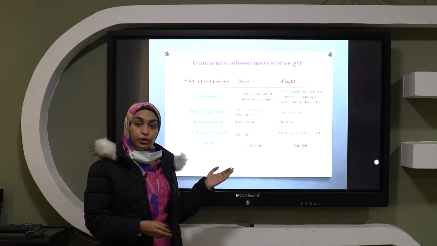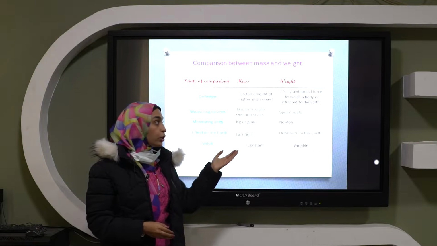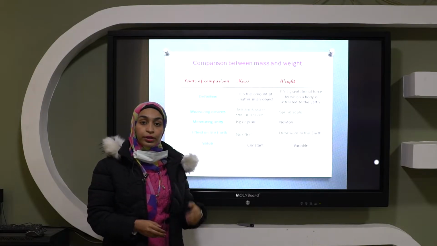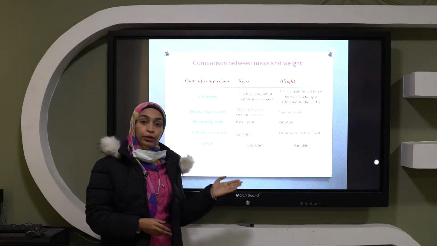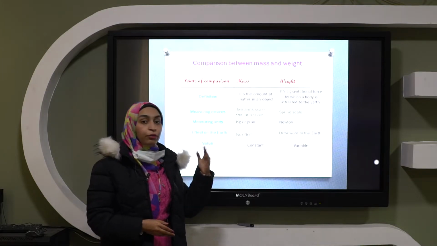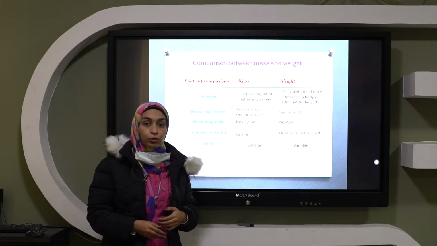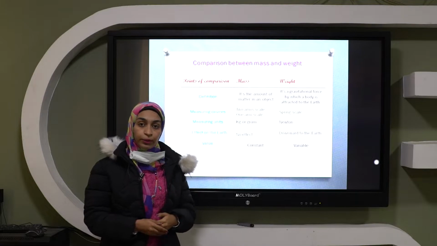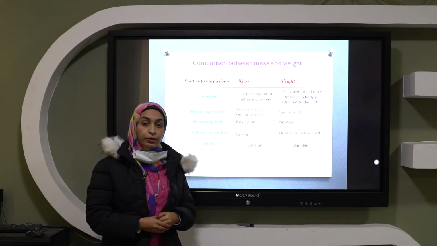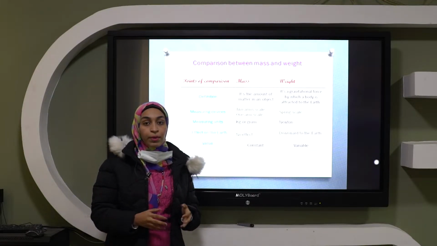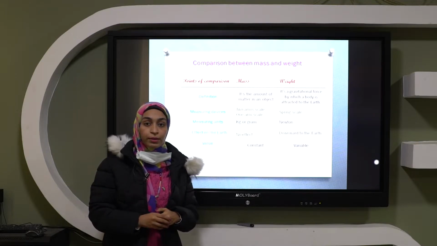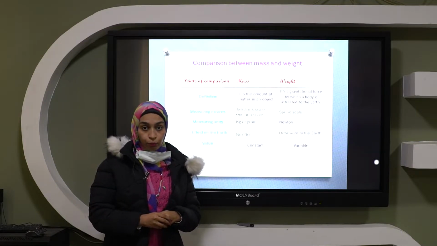What about the direction? Mass has no direction, while the weight is downward toward the center of the earth. Finally, the value. The value for the mass is a fixed or constant value, it doesn't change by changing the place, while the weight is variable. This is about mass and weight, the comparison between them, and how we can answer the problems.